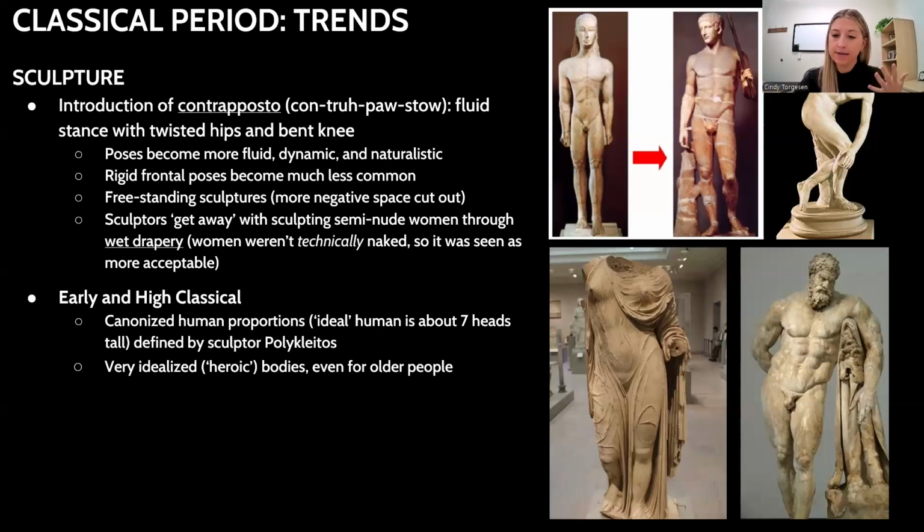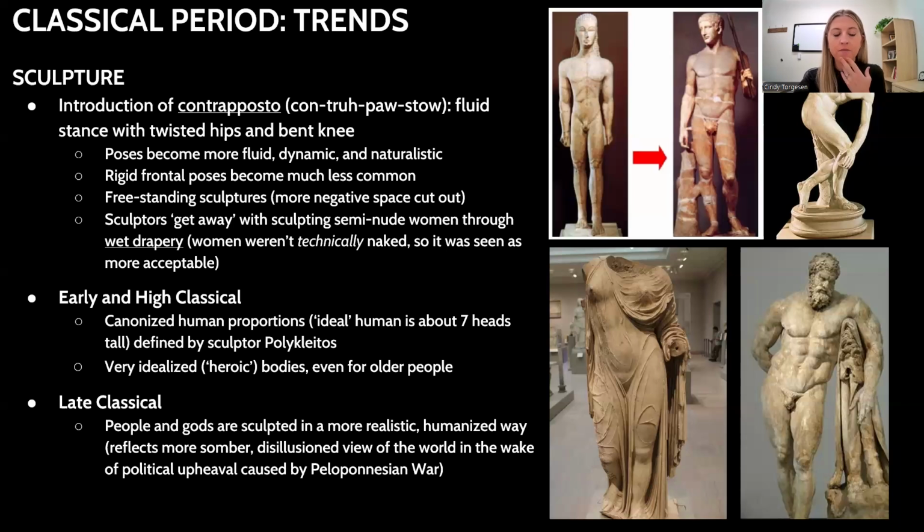Typically, we're going to see very idealized, heroic bodies. We're going to be seeing athletic figures. We talked about this before, but in Greek life, intellectual fitness as well as physical fitness were both equally prized. So it was important to be physically and mentally fit, and you're going to see that manifest in these works. Typically, they're going to be athletic bodies.